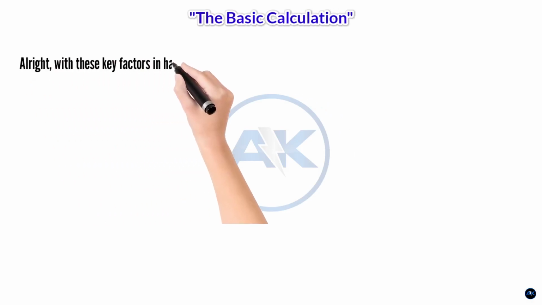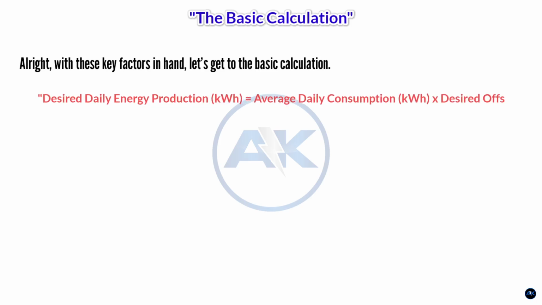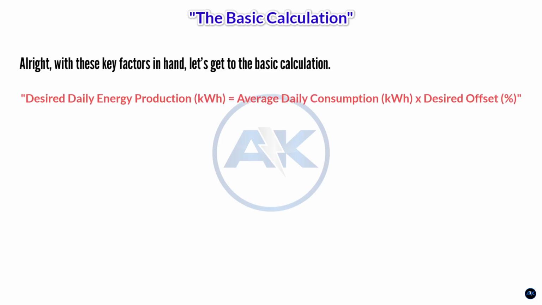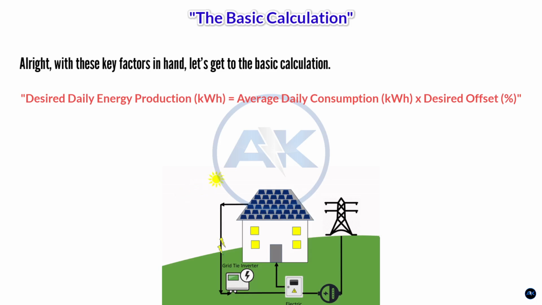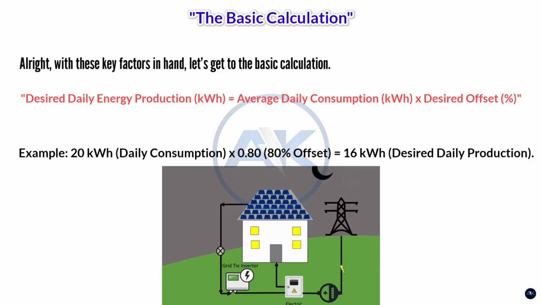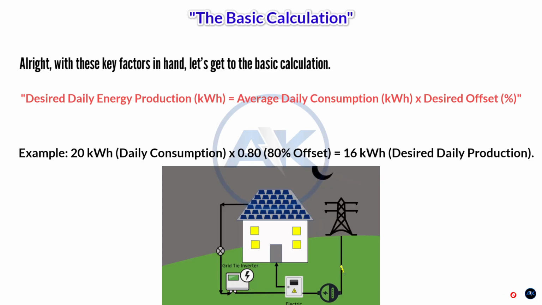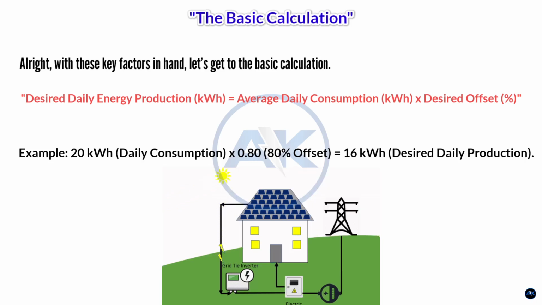Here's the basic calculation. Alright, with these key factors in hand, let's get to the basic calculation. First, we calculate your desired daily energy production. Simply multiply your average daily consumption by your desired offset percentage. Example: 20 kilowatt hours daily consumption multiplied by 0.80, 80% offset, equals 16 kilowatt hours desired daily production. So in this example, if your average daily consumption is 20 kilowatt hours and you want an 80% offset, you'd aim to produce 16 kilowatt hours of energy per day from your solar panels.